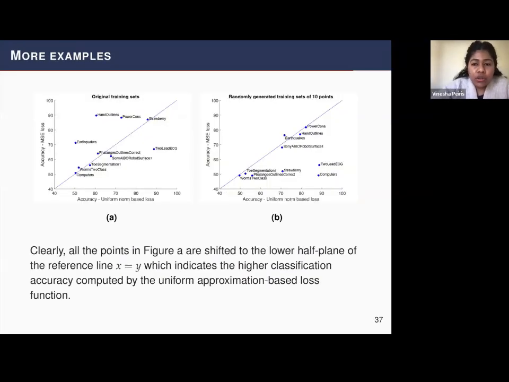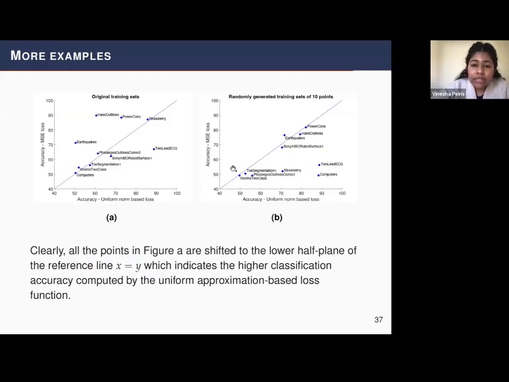Okay, and then we create a lot more experiments where we have small training data sets. So let's have a look at the figure on your left, figure A. In the x-axis, we have the accuracy of the uniform norm-based loss function, and in the y-axis, we have the accuracy of the mean squared loss function. This blue line in the middle is my reference line where x equals y. As you can see, there are just three data sets, two lead ECG, Sony AIBO robot, and toe segmentation swan. These three are the only data sets that performed with higher classification accuracy when we use the uniform approximation based loss function.